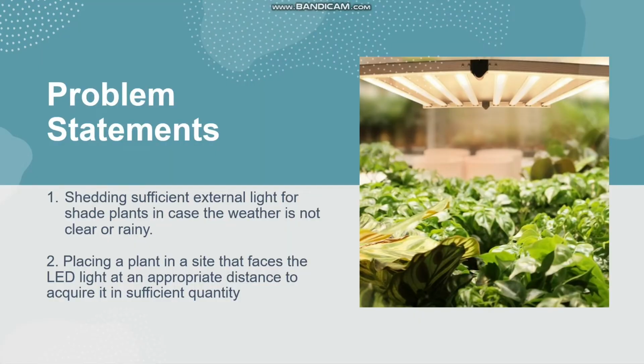Our problem statement. The first point is shading sufficient external light for shade plants in case the weather is not clear or rainy. The second one is placing a plant in a site that faces the light at an appropriate distance to acquire it in a sufficient quantity.